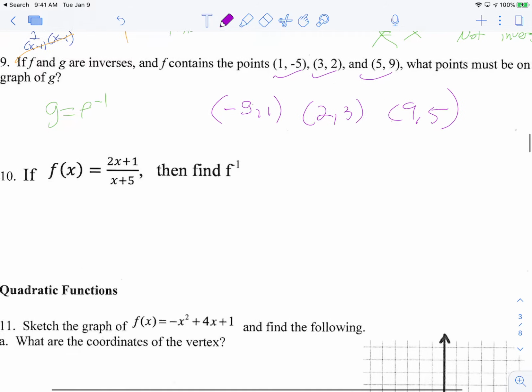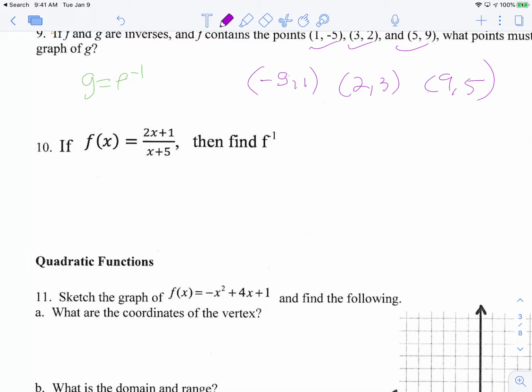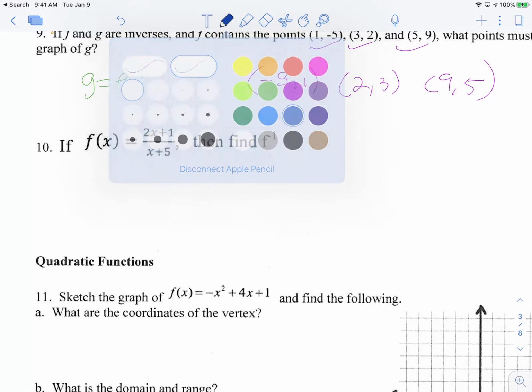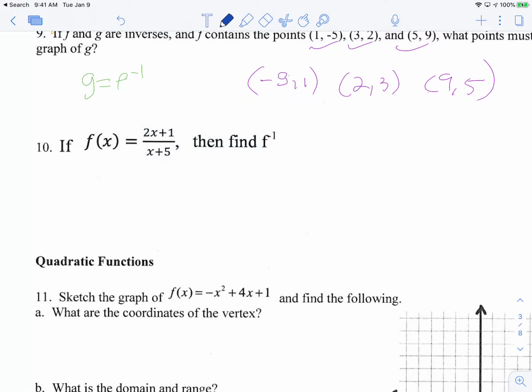Okay, there's another question on the final. If f of x equals 2x plus 1 over x plus 5, find f inverse. And we prepared you guys pretty well for this the first time we saw this. I remember on the test, a lot of you guys did better than we had done in years past. So I know you guys have done this really well.